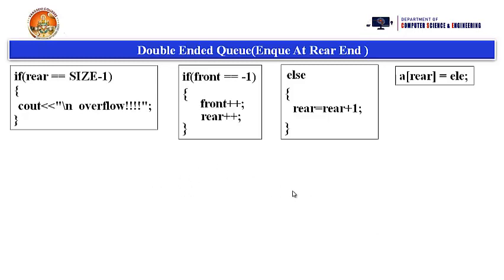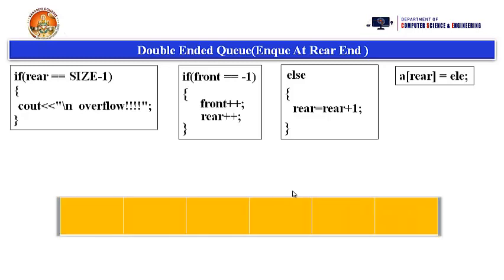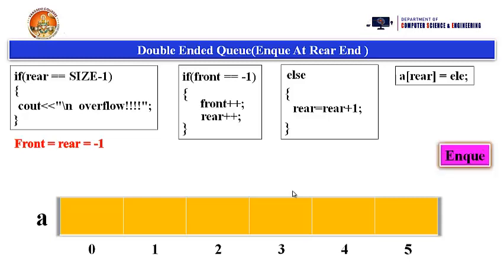We are implementing the queue using an array here, and the array is like this. The size of the array is 6 and the index positions are 0 to 5, and the array name, that is the queue name, is A here. Initially front and rear values are -1. Why? Because the queue is empty. Now I want to enqueue one element, 10.